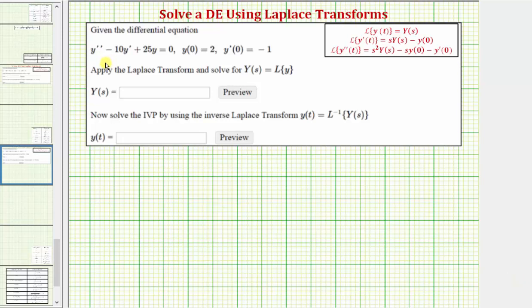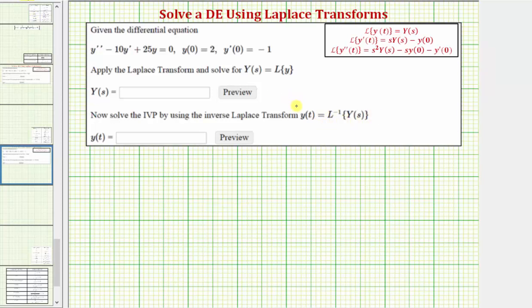We were given a second-order homogeneous differential equation with initial conditions. We're asked to apply the Laplace transform and solve for big Y of s, which equals the Laplace transform of y, and then we want to solve the initial value problem by using the inverse Laplace transform, which will give us y of t, where y of t equals the inverse Laplace transform of big Y of s.